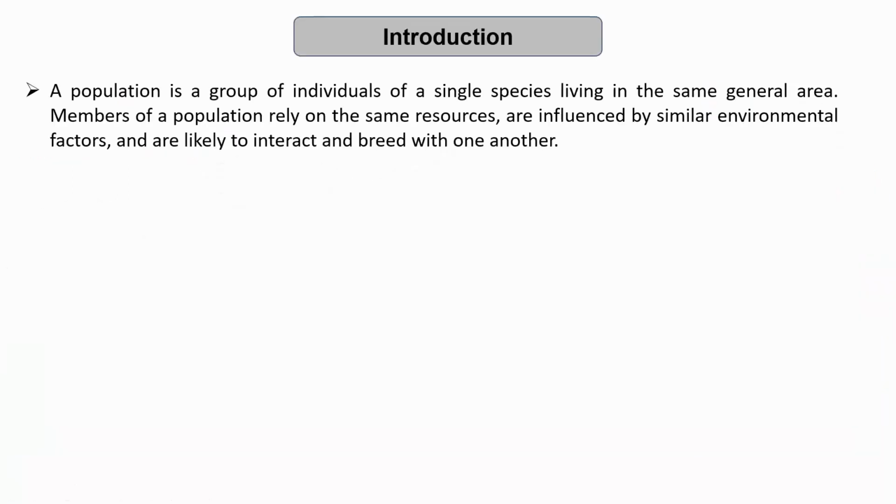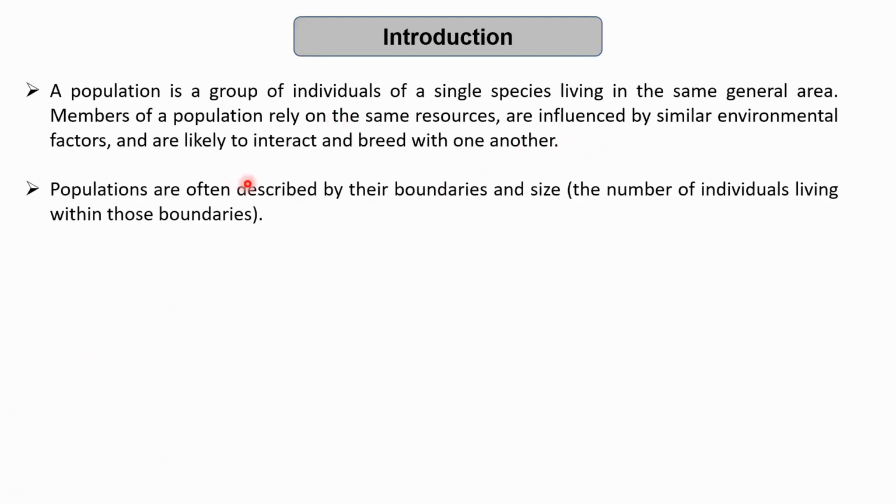So in the last lecture also, we discussed what is a population. Just for a quick revision, a population is a group of individuals of a single species that live in the same general area. Members of a population, since they belong to the same species, live in the same area, they rely on the same resources, they are influenced by similar environmental factors, and they are likely to interbreed and interact with each other. Populations are often described by their boundaries and size. Because the organisms of the same species may live in different areas, but the population will be defined by their boundaries and the size, the number of individuals living within those boundaries.